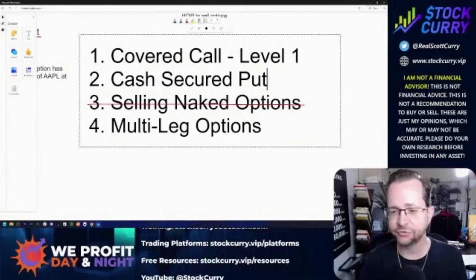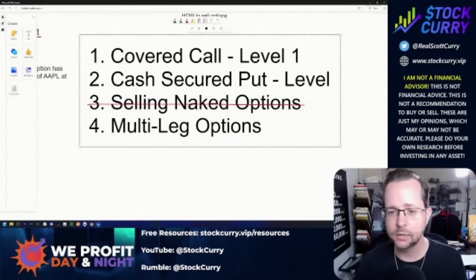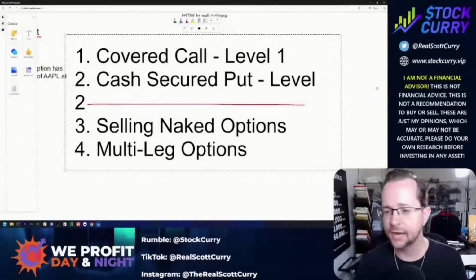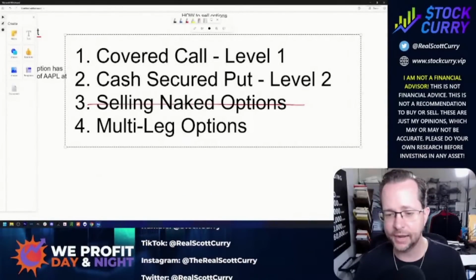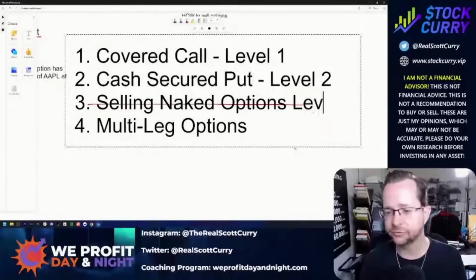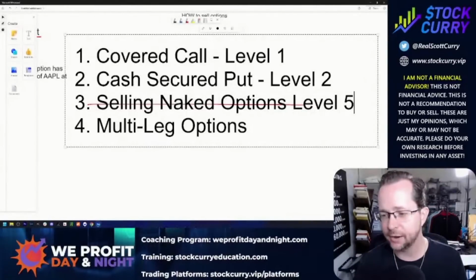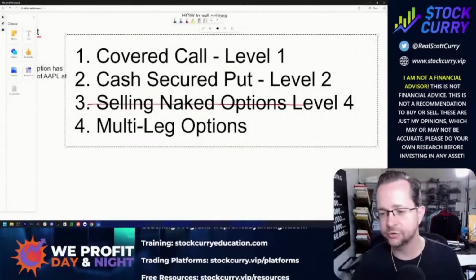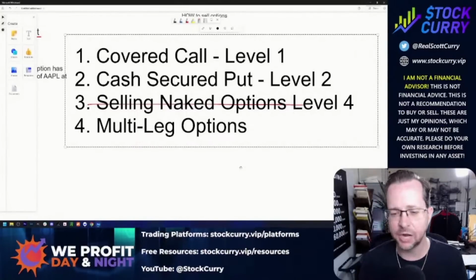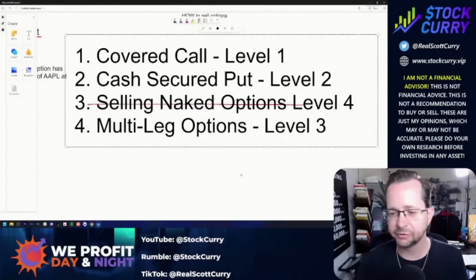If you want to do a cash secured put, this is generally considered level 2. If you want to do naked options, this is considered level 4. Most brokers will not allow you to do level 4. Webull doesn't even have it as an option. But if you want to do multi-leg options, you can do that with level 3.